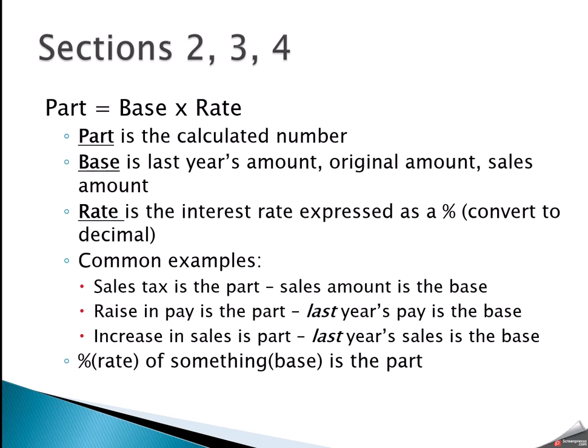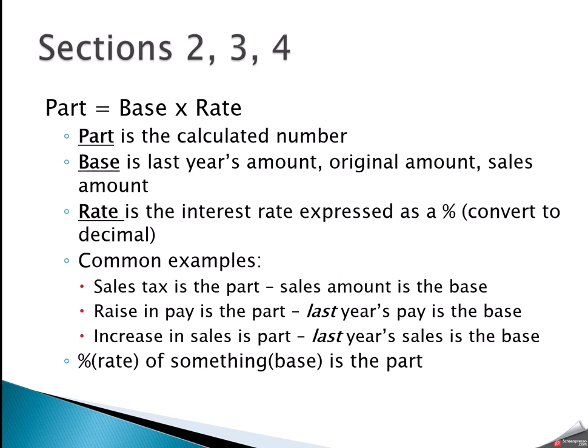Then sections 2, 3, and 4 all deal with this part equals base times rate formula. The part is any calculated number. The base is normally like the whole pot, or the whole, like say it's a pie. The whole pie is the base. A piece of that pie is the part. And then the rate is saying, well, how big of a percent of that pie is the part. Again, we're not necessarily dealing with pies. We'll deal with business scenarios.